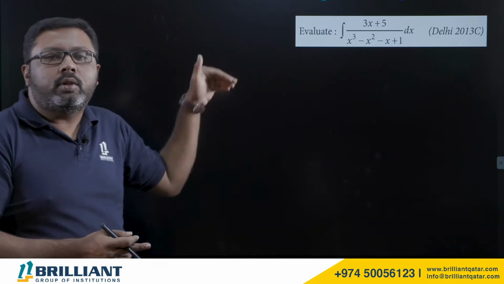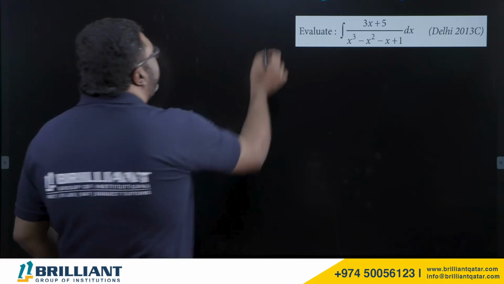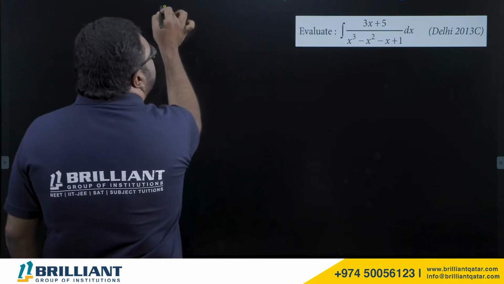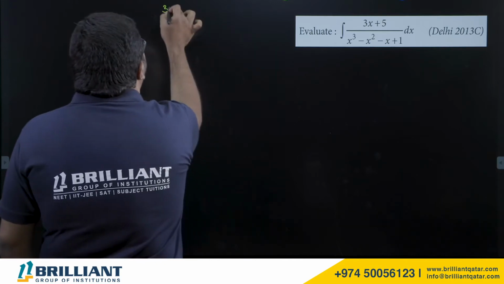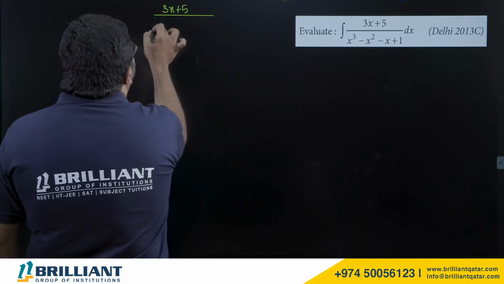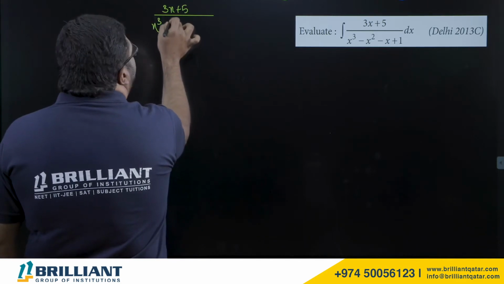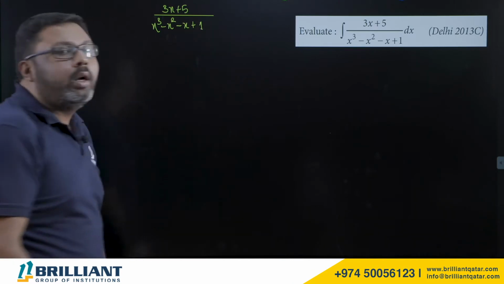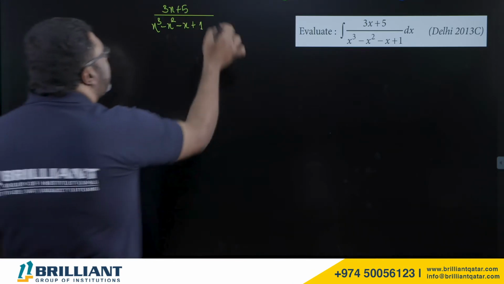It is similar to the question that we did before. All of you, please look at it. It's a cubic form in the denominator. So I will write it as 3x plus 5 divided by x cubed minus x squared minus x plus 1. Okay, this is the denominator. This is a cubic form.